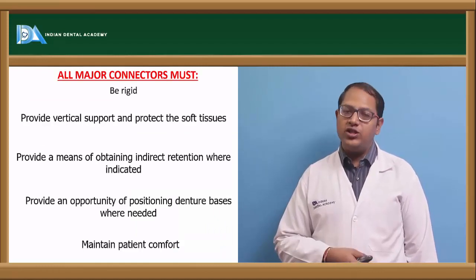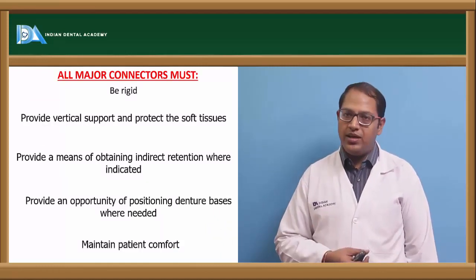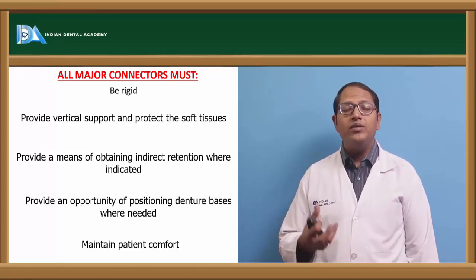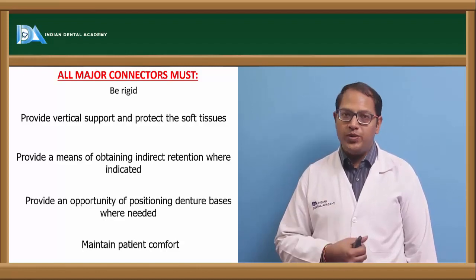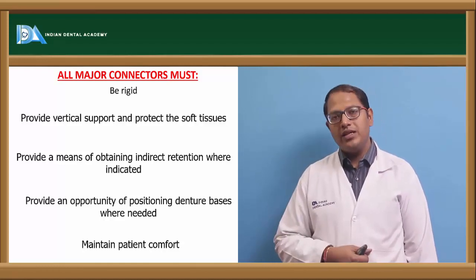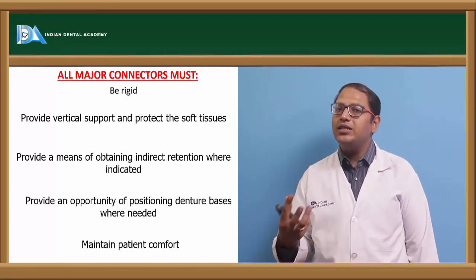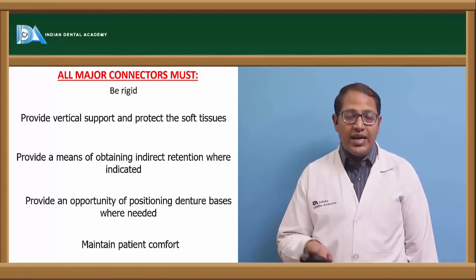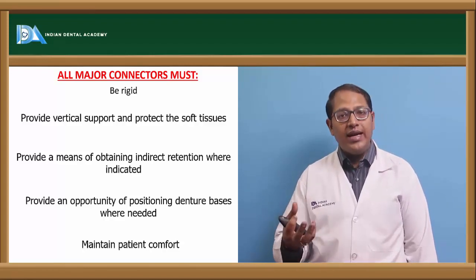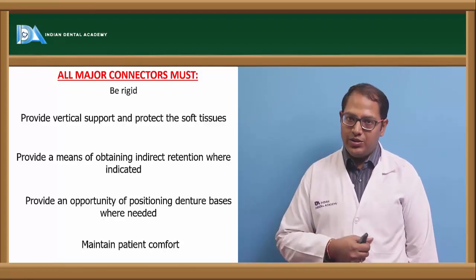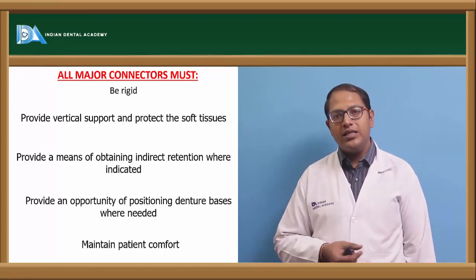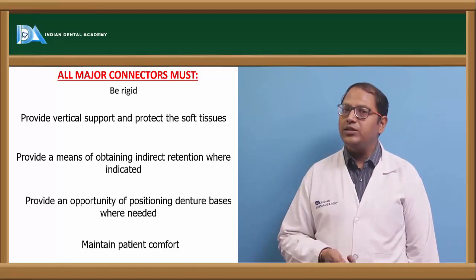To continue with major connectors, let's see the requirements of a major connector. The basic requirement is that it should be rigid. It should provide vertical support and protect the soft tissues beneath it. It should also have a means of obtaining indirect retention wherever it is needed, because that is the part which is going to get connected to the direct retainer. Indirect retention is nothing but providing a different rest to one particular area, so the major connector should be connected to that area. It should provide an opportunity of positioning the denture base wherever there is a need, and it should of course be comfortable to the patient.